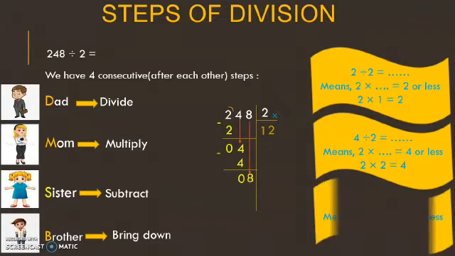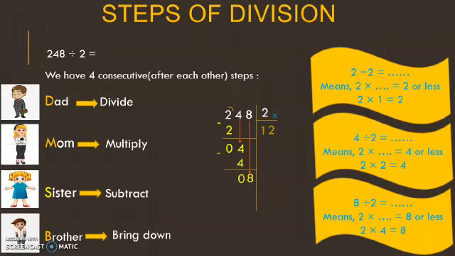Then I divide. 8 divided by 2 means 2 times what gives me 8 or less? 2 times 4, it's equal to 8. I write 4. 4 times 2, then it's equal to 8. I subtract 8 minus 8, it's equal to 0. And the answer is 124.